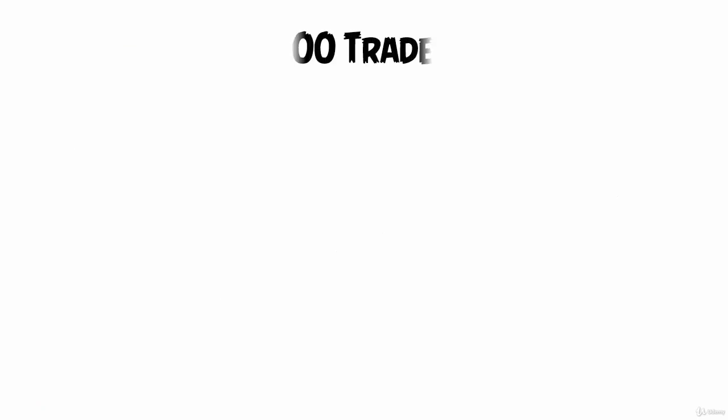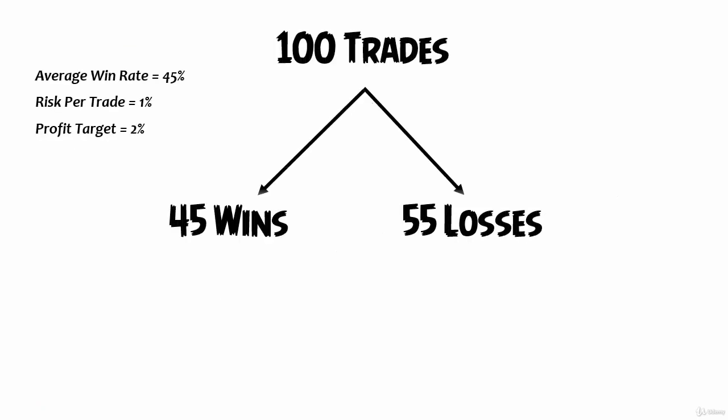For example, if you take 100 trades using a trading strategy which only had a 45% win rate and a default risk to reward ratio of 1:2, you're going to end up winning only 45 trades and losing 55 trades. Now, each one of the 45 trades which you're going to win is going to bring in a profit which will be equal to 2% of your trading account's capital. And each one of the 55 trades which you lose will only cause you to incur a loss which will be equivalent to 1% of your trading account's capital.